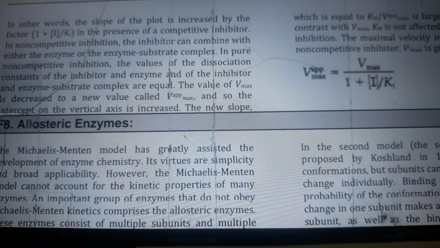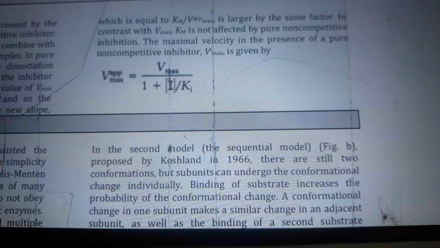In other words, the slope of the plot is increased by the factor 1 plus I by KI in the presence of competitive inhibitor. In non-competitive inhibition, the inhibitor can combine with either the enzyme or the enzyme-substrate complex. In pure non-competitive inhibition, the values of the dissociation constants of the inhibitor and enzyme and of the inhibitor and enzyme-substrate complex are equal. The value of Vmax is decreased to a new value called Vmax prime, and so the intercept on the vertical axis is increased. The new slope, which is equal to Km by Vmax prime, is larger by the same factor. In contrast with Vmax, Km is not affected by pure non-competitive inhibition.